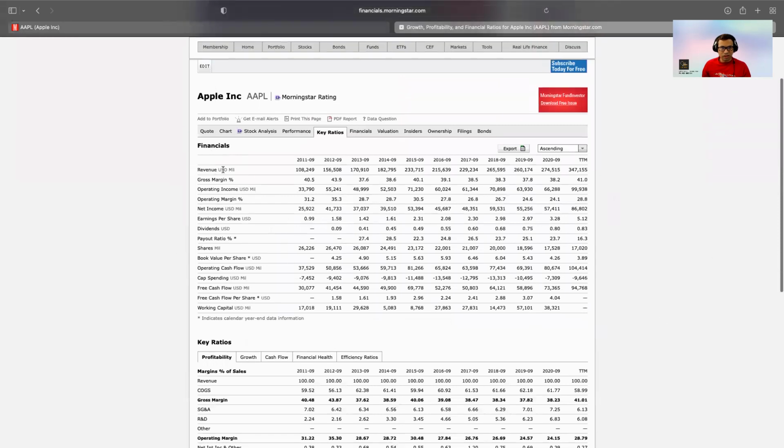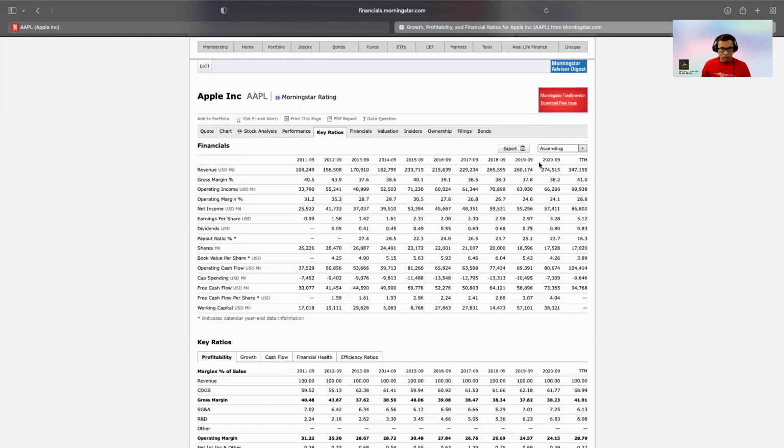top part here is the financial summary, whereby you can see the revenue, then the last 10 years of data. Take note that TTM here is the abbreviation of trailing 12 months, meaning from today, October, to the last 12 months, which is November. So November 2021 until October 2022.